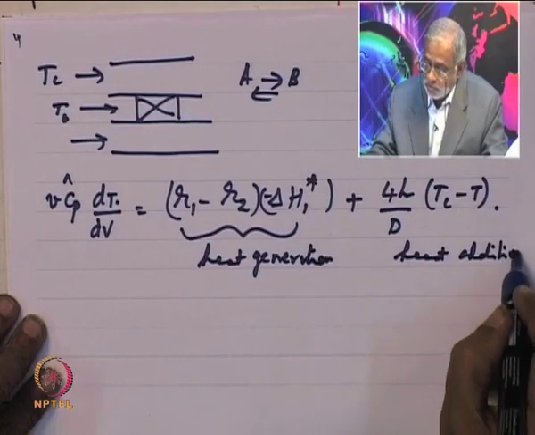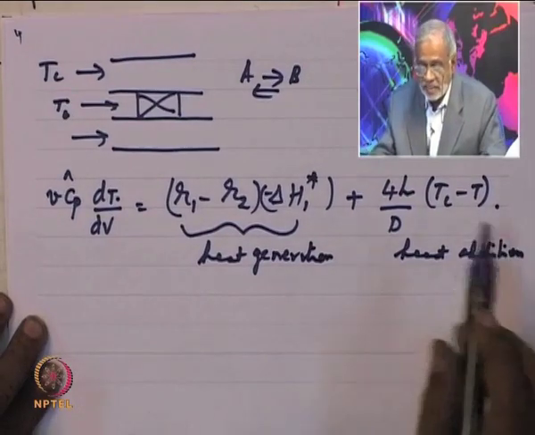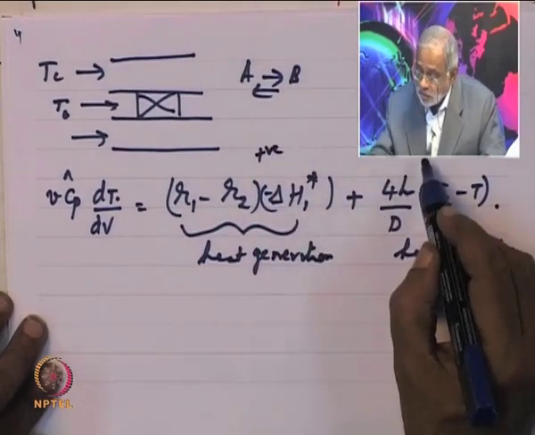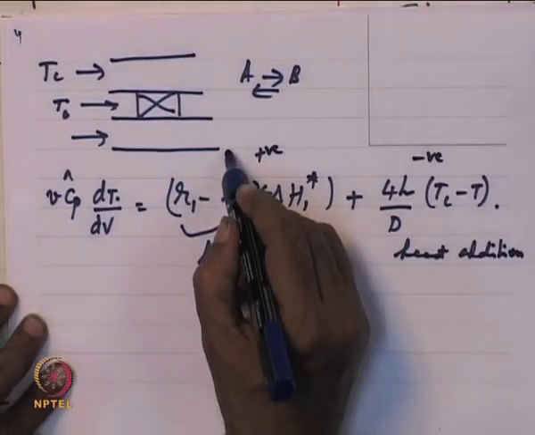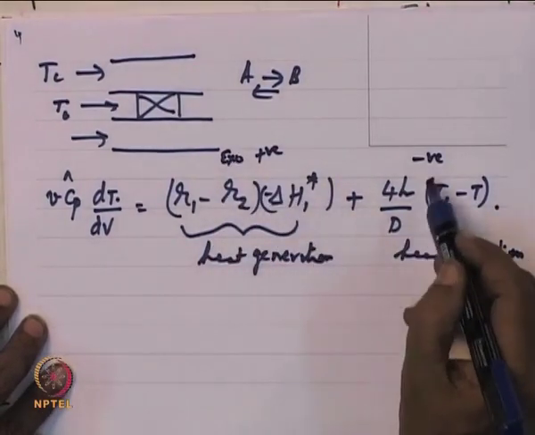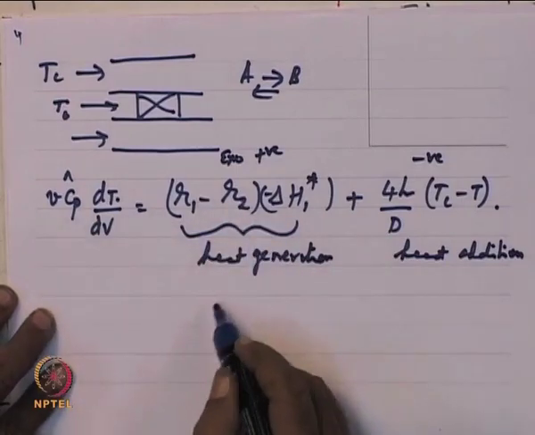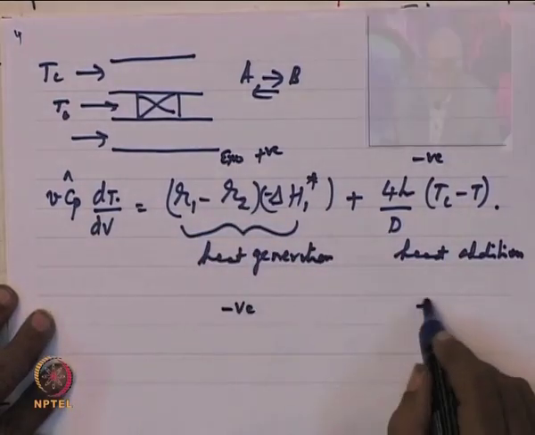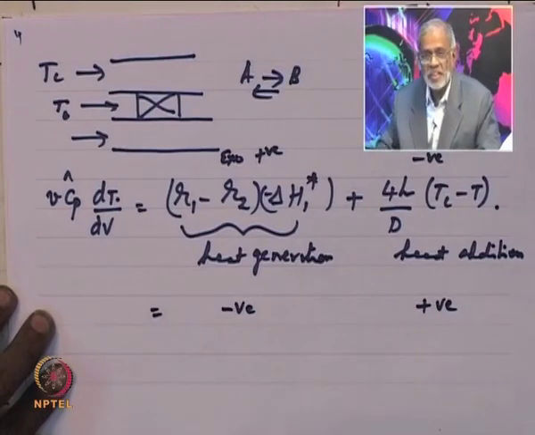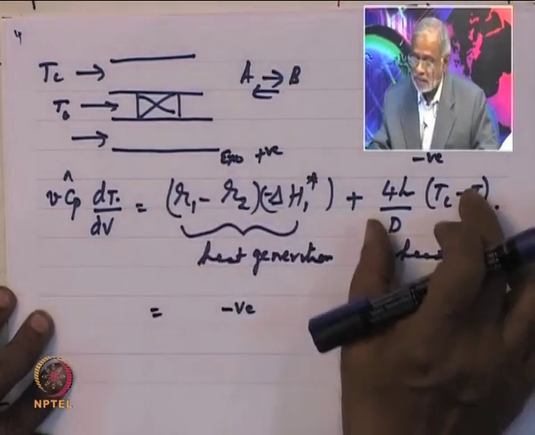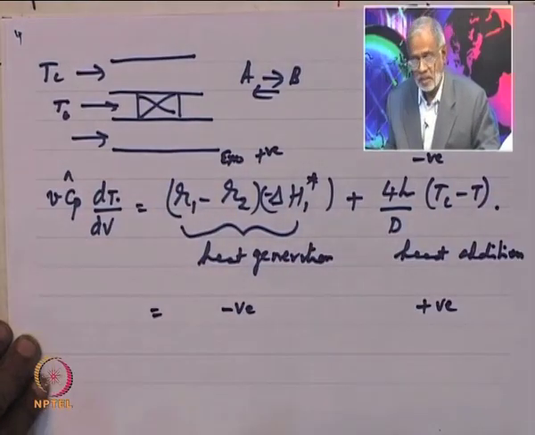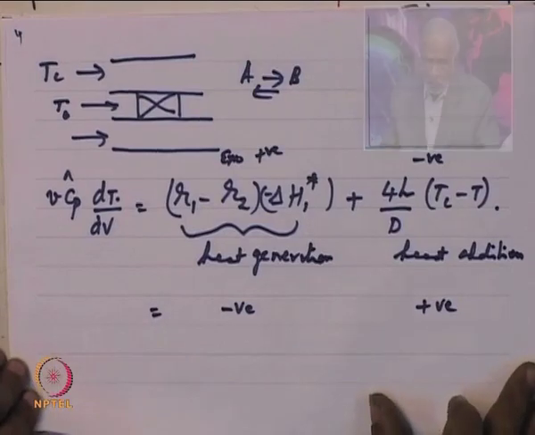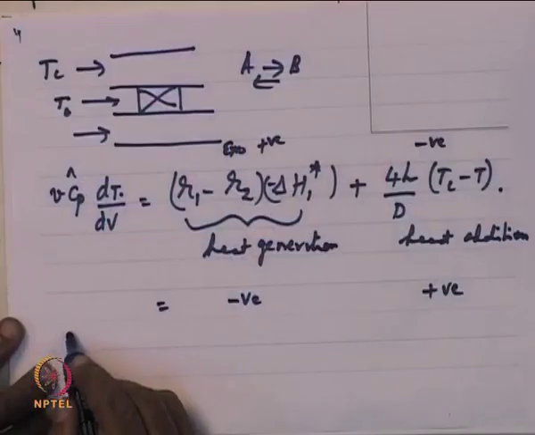Now, if it is an exothermic reaction, of course, this is positive. Therefore, this must be negative. Exo means this is positive, this is negative. If it is endothermic, this is negative and then this must be positive. This is something that we all know. Endothermic means heat is to be supplied, and it is supplied by this term. And this difference is what you see on the left hand side.